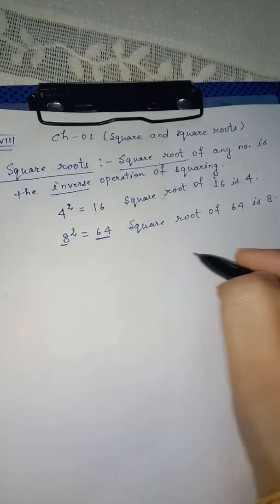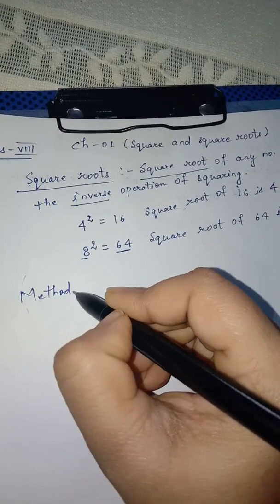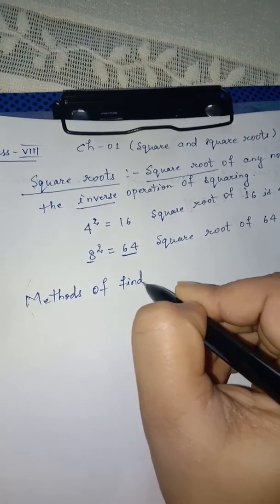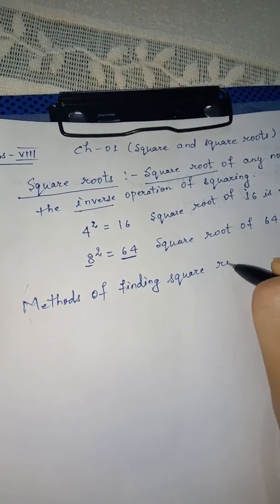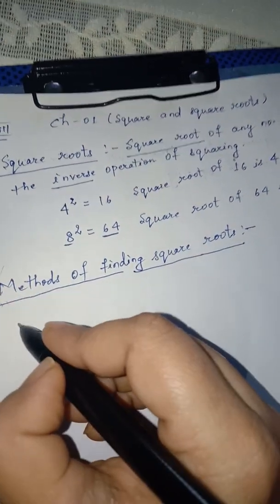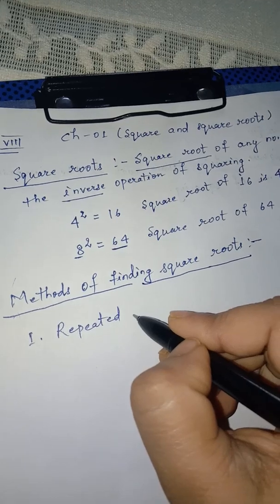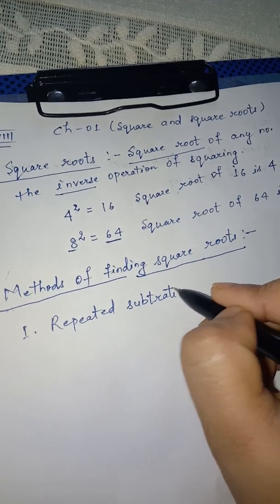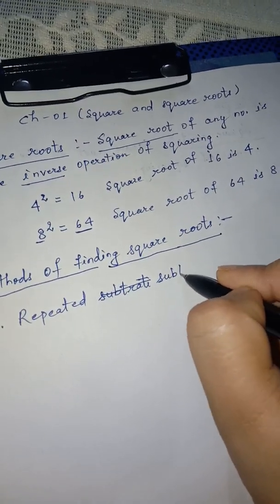But we have many methods to find a square root of any perfect square. In your book, the first method described is the repeated subtraction method. What is the name of this method? Repeated subtraction method.